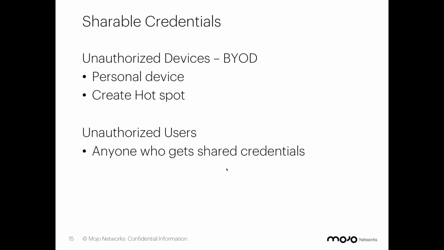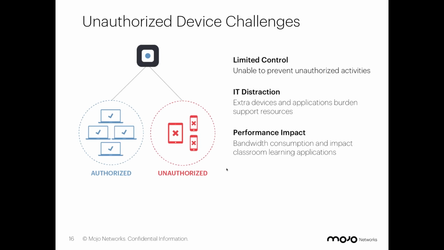So some of the unauthorized device challenges are really that it consumes bandwidth. There's no limit. There's no way to control these users from what they're doing. So you can't really prevent them from doing what you need to. Now there are controls you can do. We'll see that on the wireless side, but pure Wi-Fi security with 802.1x or PSK, there's no way to limit those activities. And when you see these people on your network, it's an IT distraction.